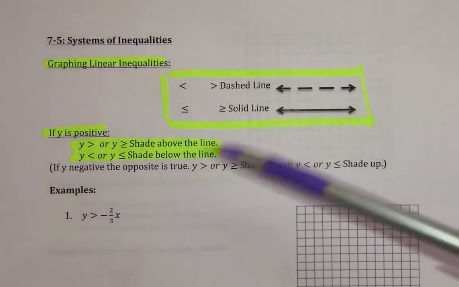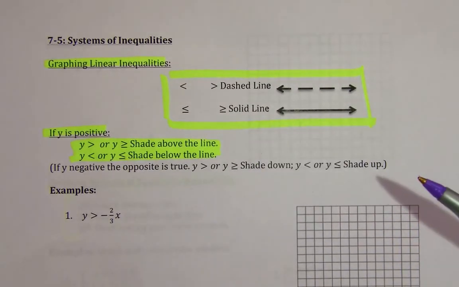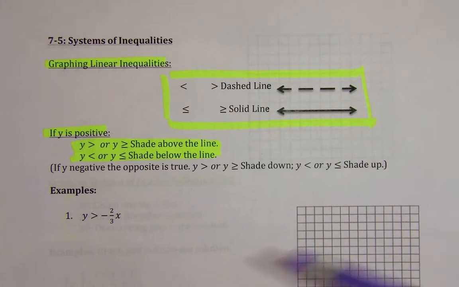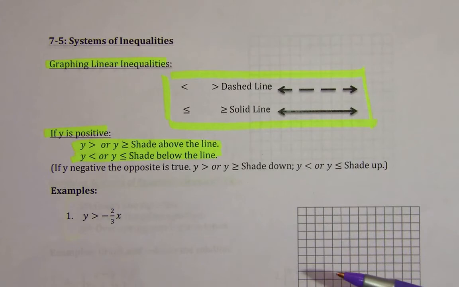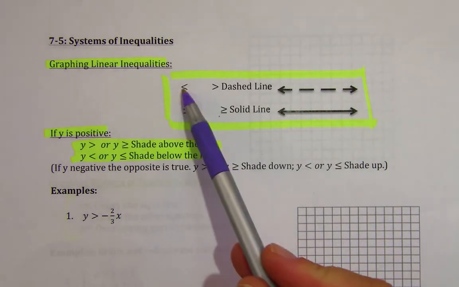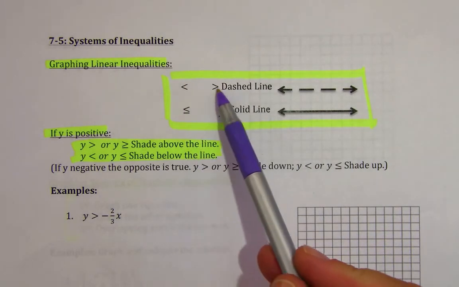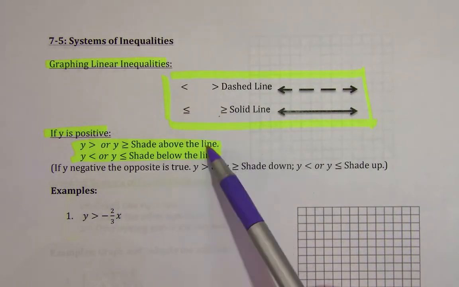Okay, so this is 7-5, and we're looking at systems of inequalities. We've already looked at systems of equations, both linear and nonlinear, and now we're going to look at inequalities. So recall, it makes a difference whether we have less than or greater than, or less than or equal to, greater than or equal to.